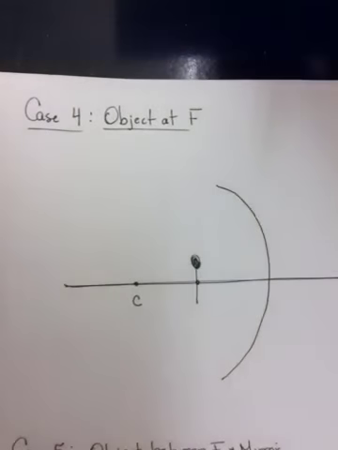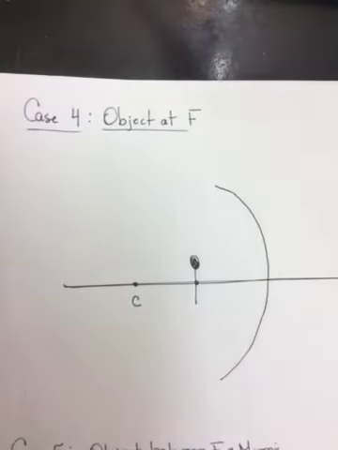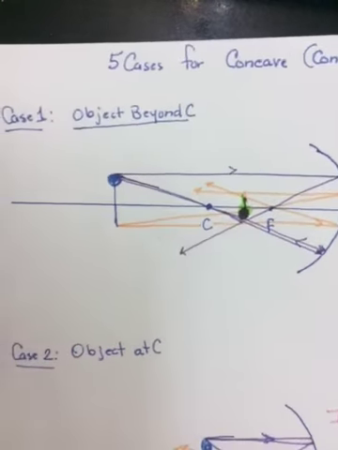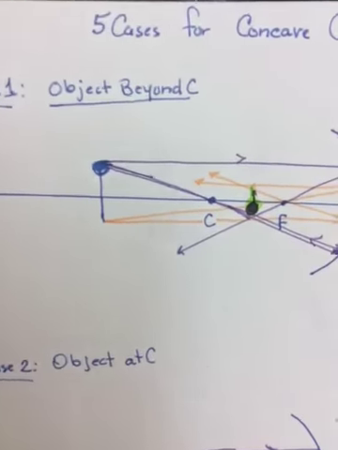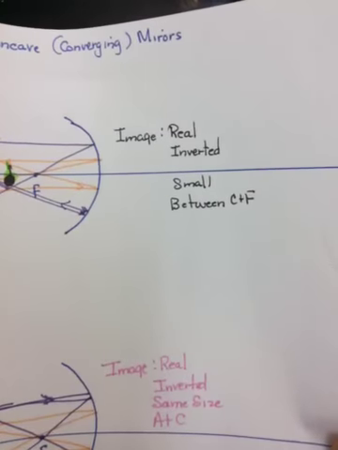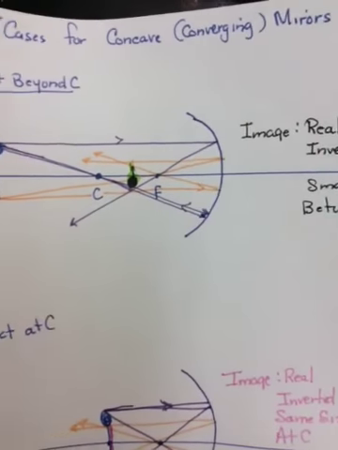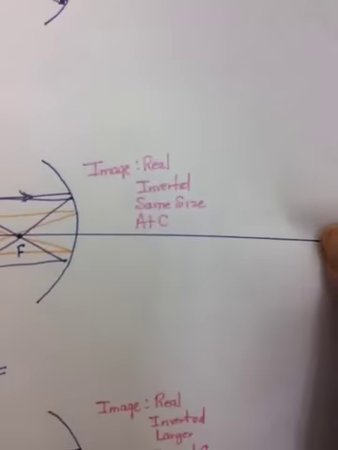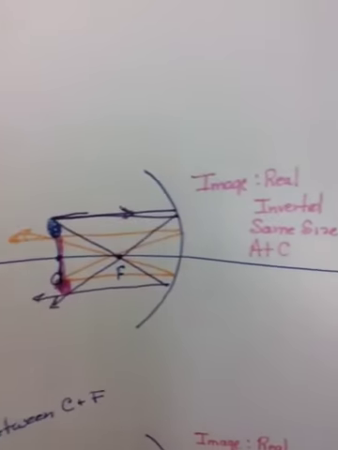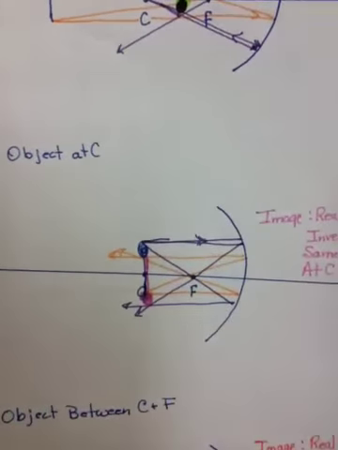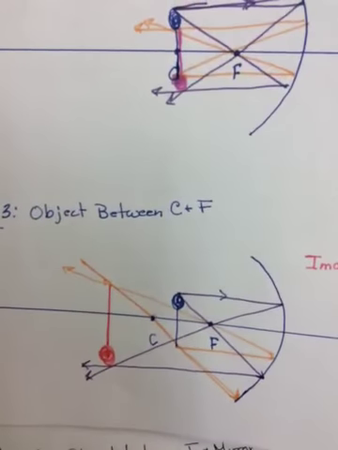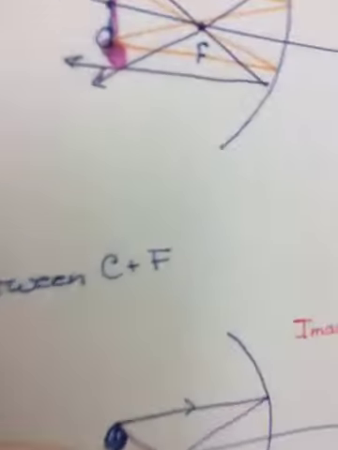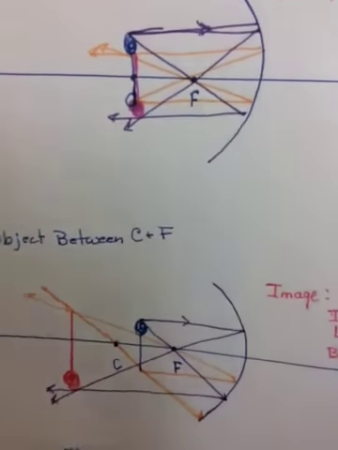Okay, we had 2 cases to go when we ran out of time today. So we were doing 5 cases for converging mirrors. We had done case 1, which was beyond C, and the image was real, inverted, smaller and between F and C. We did the object at F, and the image was real, inverted, the same size and at C. We did the object between C and F here, and the image ended up being real, inverted, larger and beyond C.